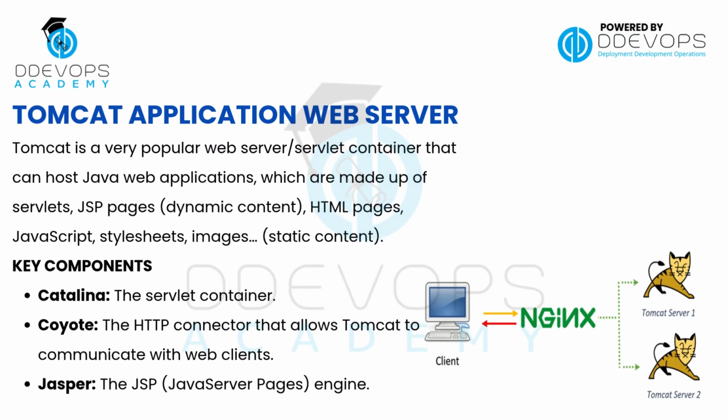Tomcat application web server. Tomcat is a very popular web server and servlet container that can host Java web applications, which are made up of servlets, JSP pages, dynamic content, HTML pages, JavaScript, style sheets, images, and static content. Key components: Catalina, the servlet container. Coyote, the HTTP connector that allows Tomcat to communicate with web clients. Jasper, the JSP, Java Server Pages, engine.